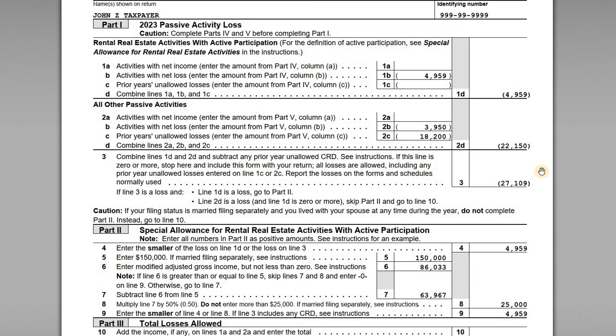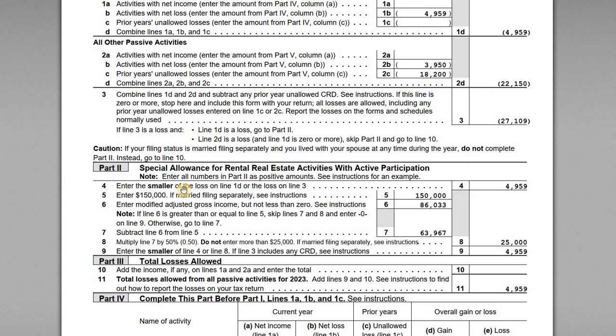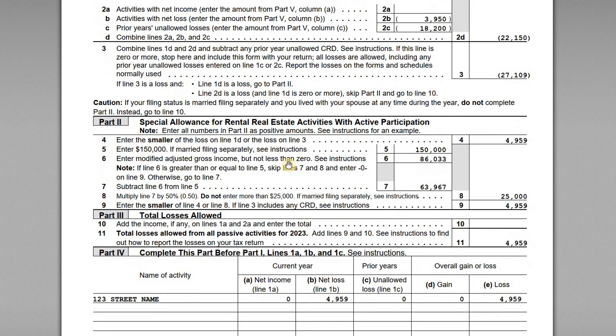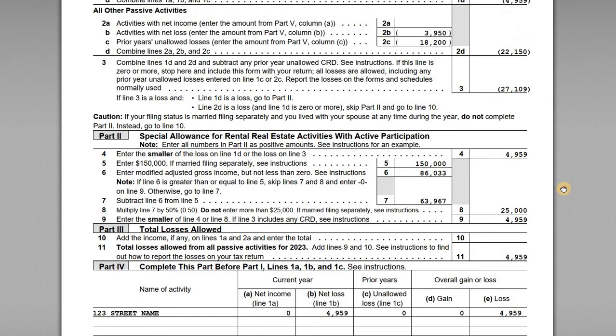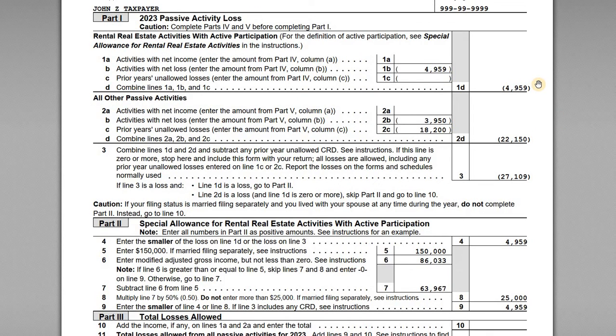So we can go down to Part 2, which is the section for the special allowance for rental real estate activities with active participation. So in Part 2, line 4, we enter the smaller of loss on line 1D or 3. So 1D is $4,959. That's the actual loss from the rental activity. Line 3 is $27,109. So the smaller amount is going to be the $4,959.